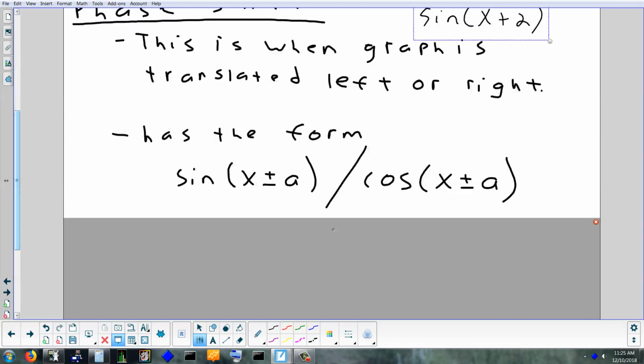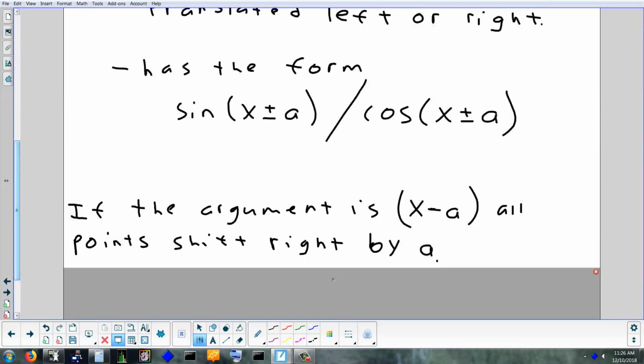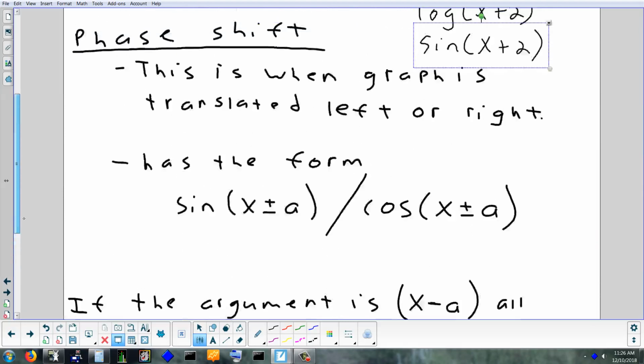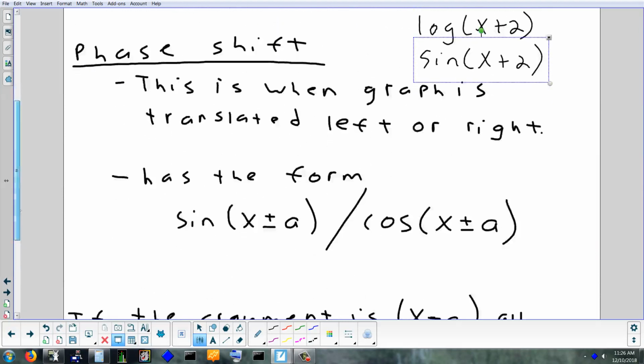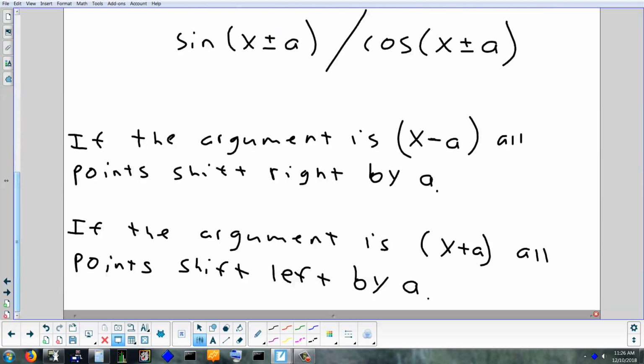Phase shift could be plus or minus. Plus or minus just controls which way it's going to move. If it's x minus a number, you've got to remember minus shifts everything to the right. If it's x plus a number, like the example I have up there, that's when everything shifts left. And that's exactly the same as everything we've studied all year.